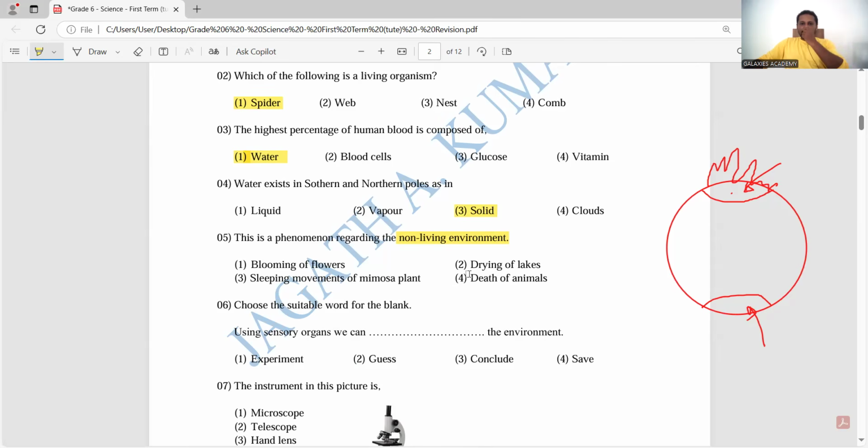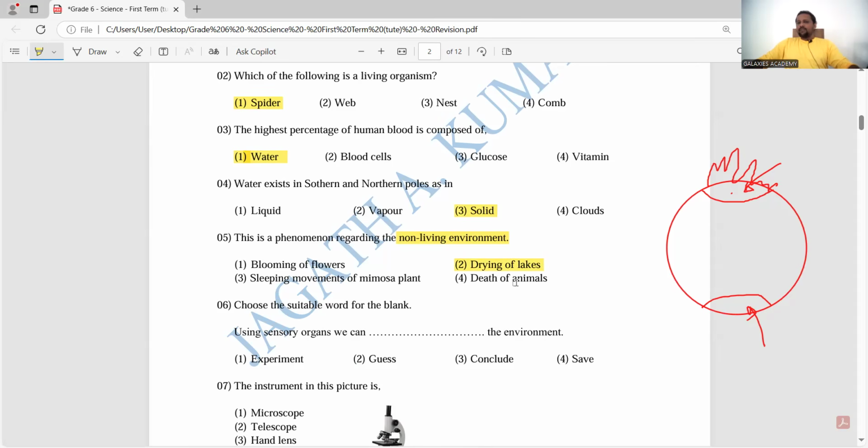Right. Then let's go to the second one, drying of lakes. Lakes are non-living things. So drying of lakes is regarding the non-living environment, no? So the second one should be the correct answer. Also, we can check the third and fourth answers of this question. Sleeping movement of mimosa plants. Mimosa plants also belong to the living organisms. So it is not a non-living environment phenomenon.